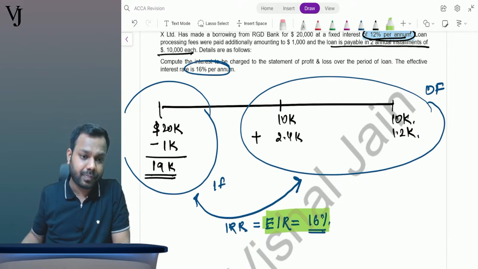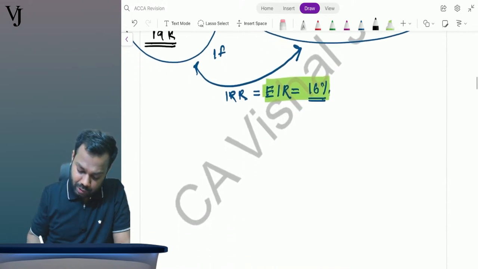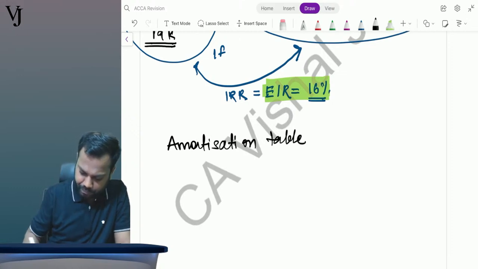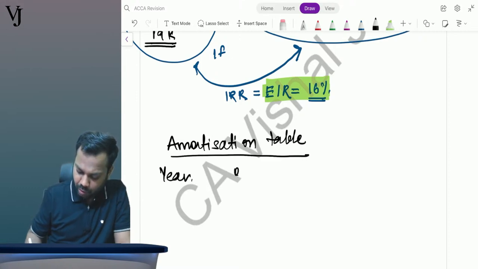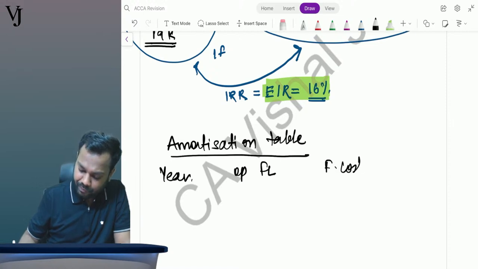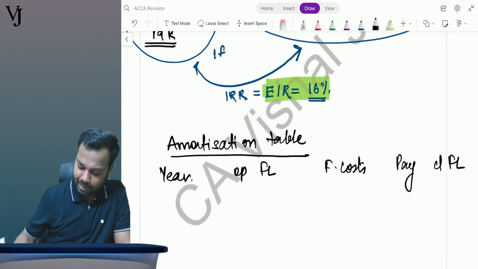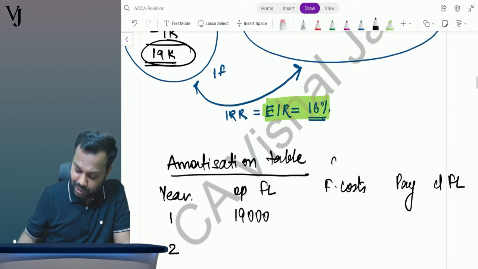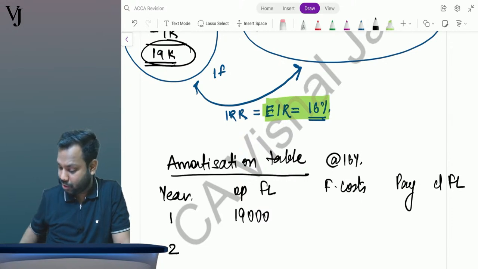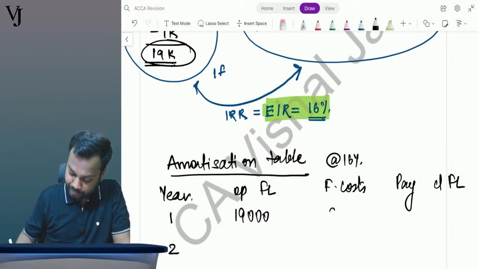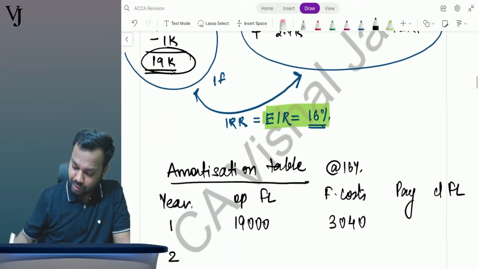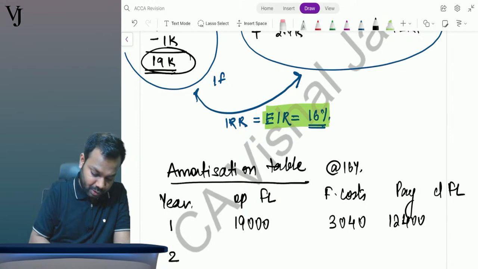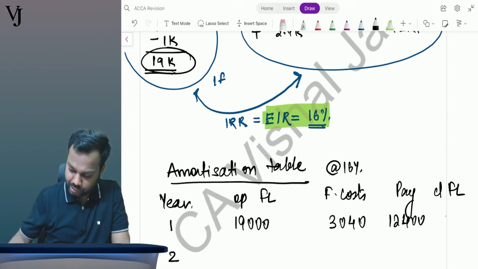Is it clear, everyone? Now, how will we amortize this loan? So let's prepare the amortization table: year, opening financial liability, finance costs, payments and closing financial liability. Year 1, year 2. Opening financial liability: how much have I received? $19,000. Finance cost I will calculate at the rate of 16%. So 19,000 into 0.16 is 3040. How much have I paid here? 12,400. So what is the closing financial liability? 19,000 plus 3040 minus 12,400 is 9640.